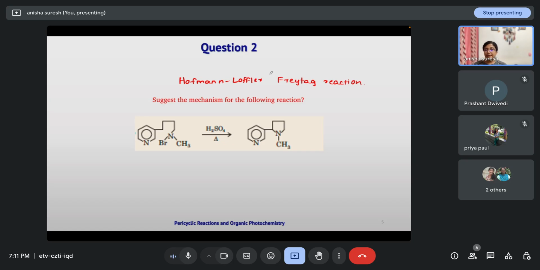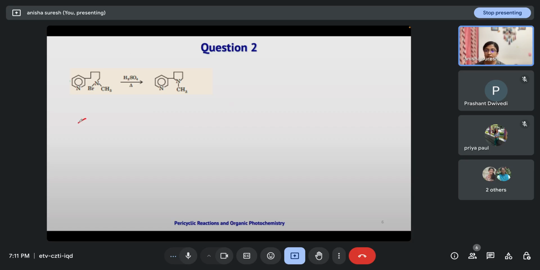So here what is happening? Under H2SO4 acid condition, the nitrogen will get protonated, leading to the formation of quaternary ammonium salt. Okay. So under H2SO4, this nitrogen will get protonated, leading to formation of this quaternary ammonium salt.